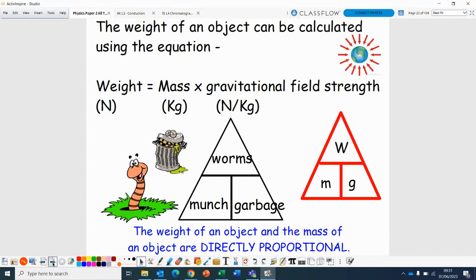Again, there's another equation there. All I'm going to focus on here is remember that weight and mass are directly proportional. If you double your mass, your weight will also double.